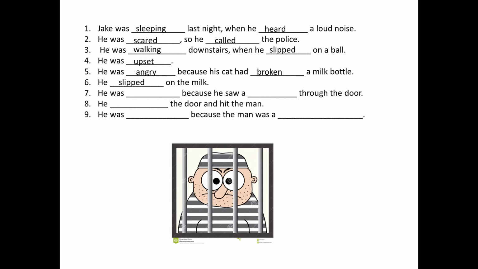Number 6, he slipped on the milk. Number 7, he was nervous because he saw a shadow through the door. Number 8, he opened the door and hit the man. Number 9, he was embarrassed because the man was a police officer. If you got all of those correct, really great job.